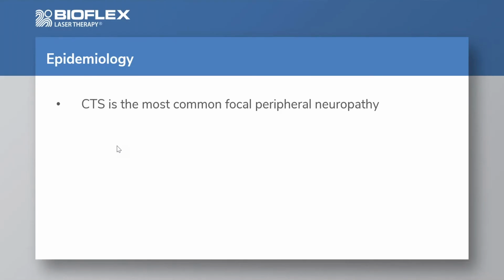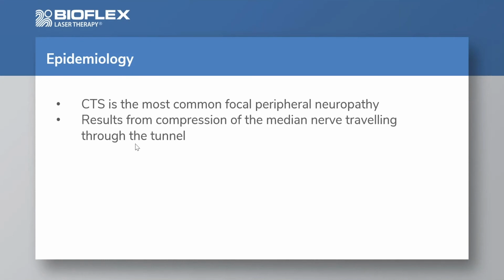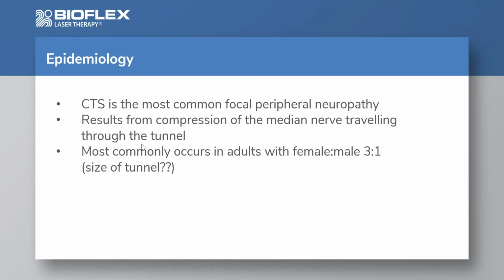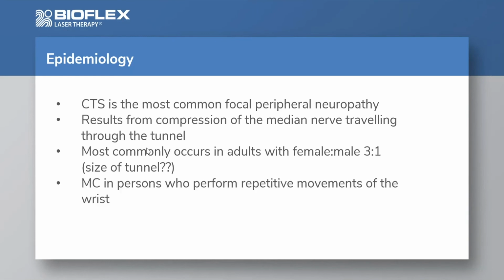It is one of the most common focal peripheral neuropathies. Obviously, it results from compression of the median nerve, specifically in that tunnel. It tends to be more female dominated in the ratio of 3 to 1. The thinking there is that it may be due to the size of the carpal tunnel being narrower in females than males. It is most common in people who perform repetitive movements of the wrist, which makes sense. And the prevalence overall is about 45% of the general population.